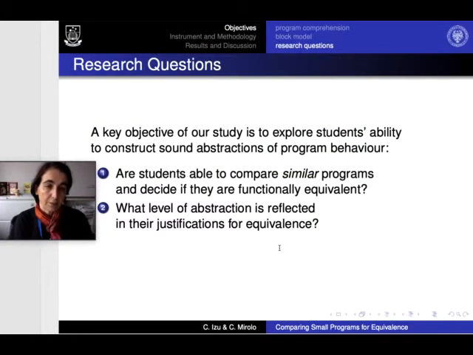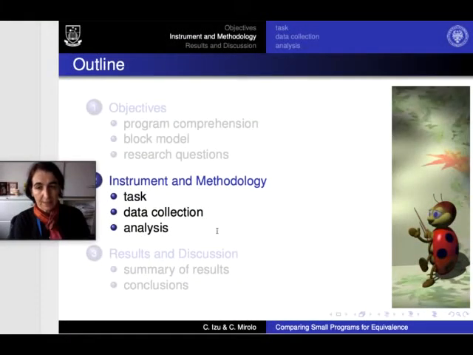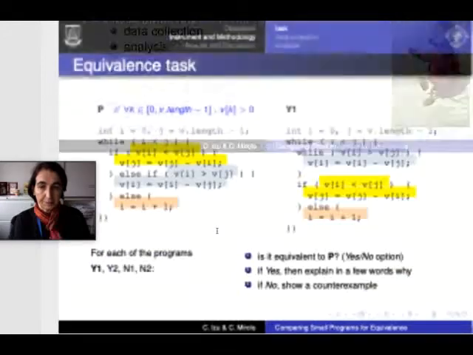So one objective is to explore if students can develop their own abstraction of the whole program behavior. And we have two research questions. The first one is, are students able to compare similar programs and decide if they are functionally equivalent? The second question is, what level of abstraction do they use when they justify their choices? So let's look now at the task and the data collection.